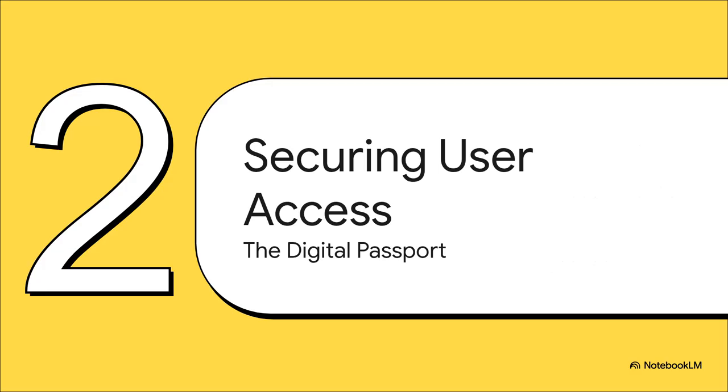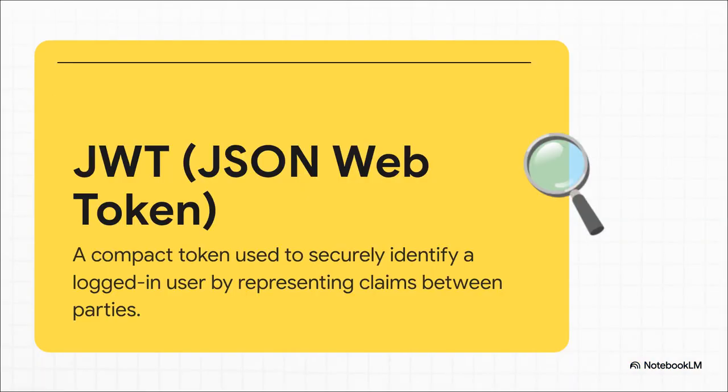All right, this is huge. The moment you have more than one user, security becomes non-negotiable. You can't just let everyone in. You need a system, a bouncer at the door, to check who people are. Think of it like a digital passport that proves you are who you say you are. And that digital passport, in our case, is something called a JWT, or JSON Web Token.